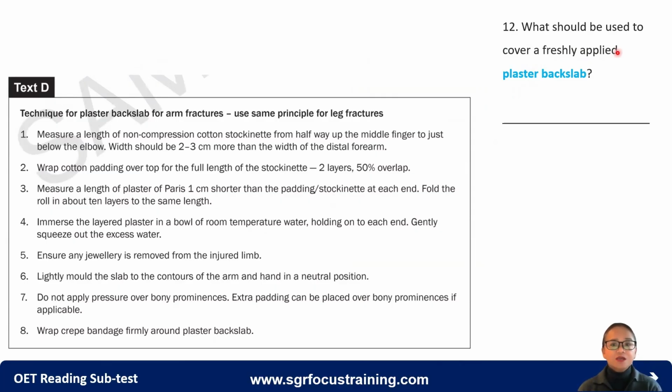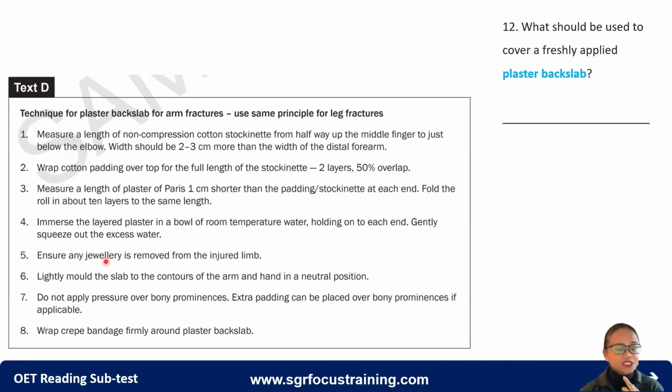Because freshly applied means you finished what you needed to do already. The patient already has a plaster backslab. So that cannot be on number one, because here you're just measuring, you're just wrapping. Here you're still measuring. Here you're immersing the plaster. So here you're checking for jewelry.